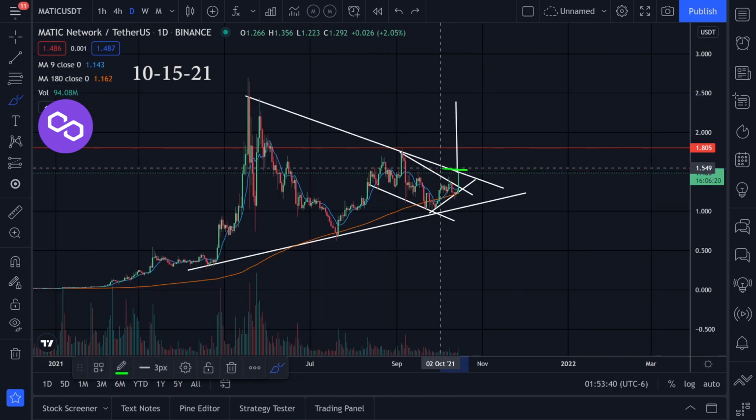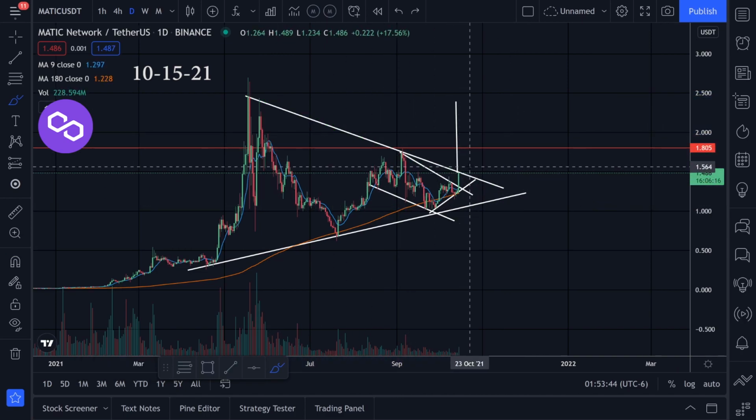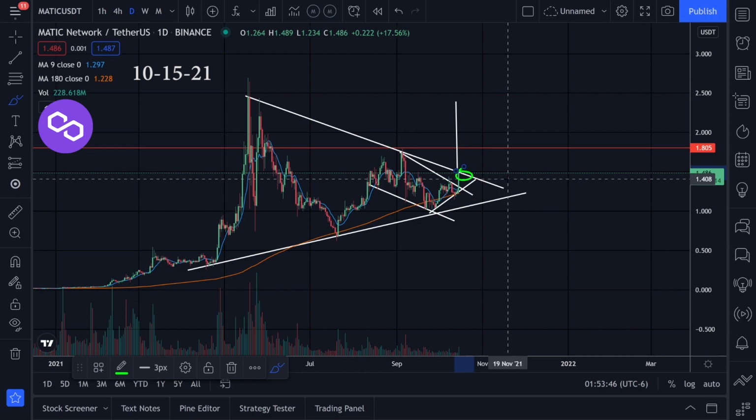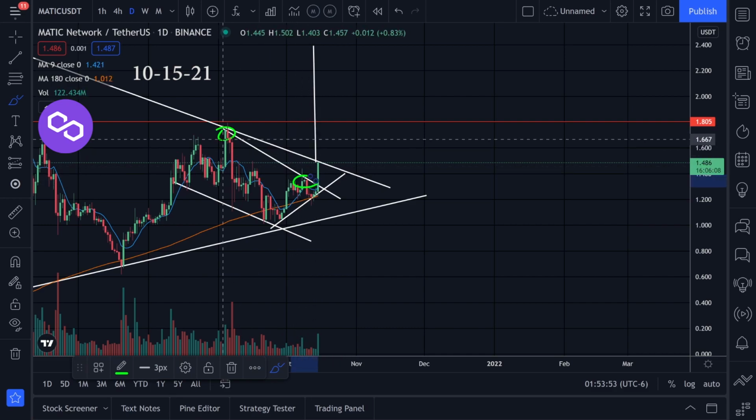But in general, I think if we could break this downtrend line right there, then I think we're going to see a big move for MATIC. So you definitely want to keep your eye on it. It looks like we've already gotten a big, huge move from breaking this resistance line right here.